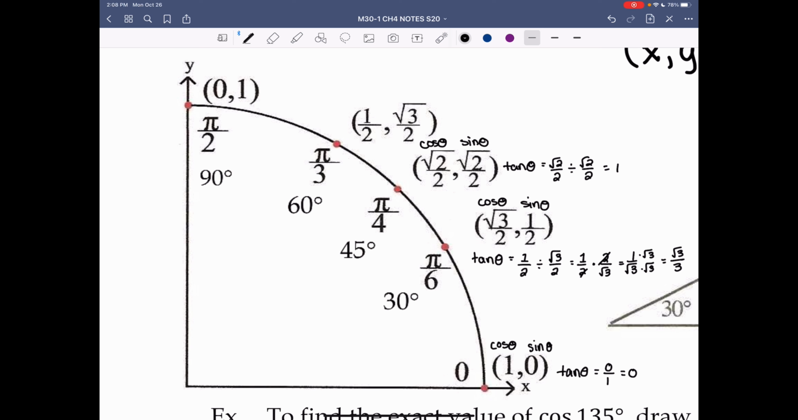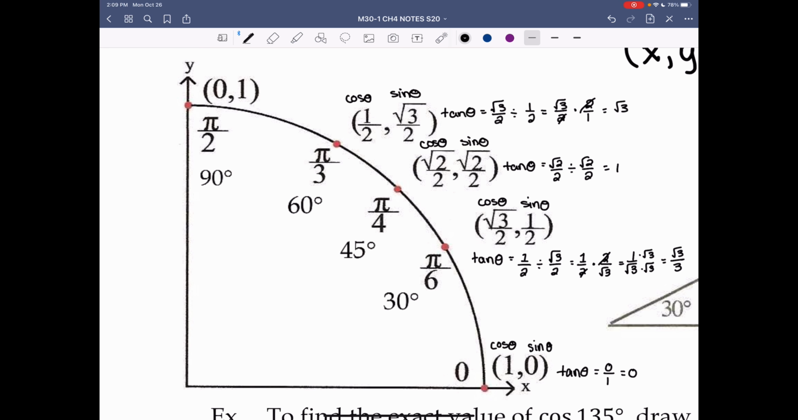For theta equals 60 degrees or pi over 3 radians, cos theta equals 1/2 and sine theta equals root 3 over 2, which means tan theta equals root 3 over 2, the y value, divided by 1/2, the x value, which equals root 3 over 2 times 2 over 1, which gives us root 3 over 1, or just root 3.